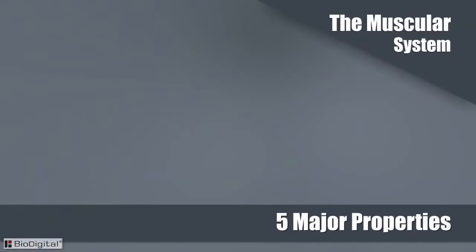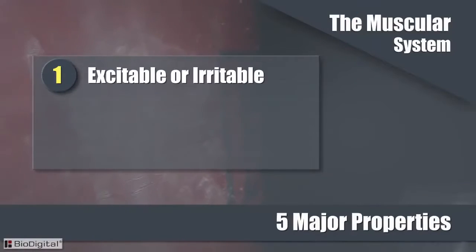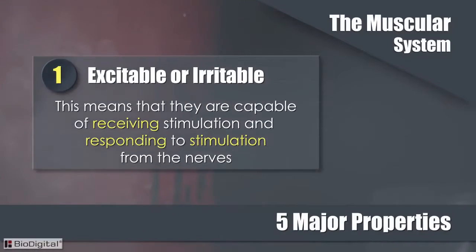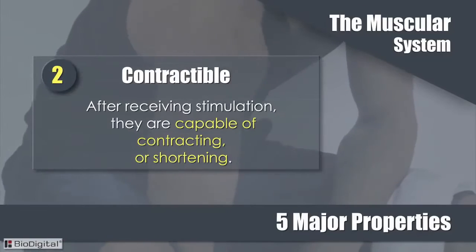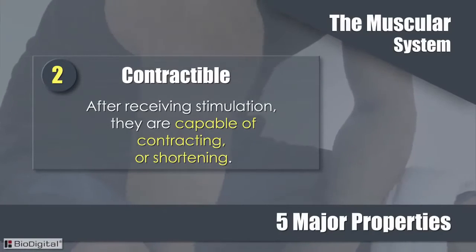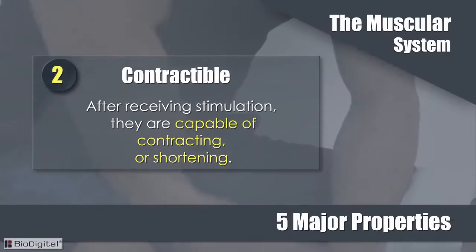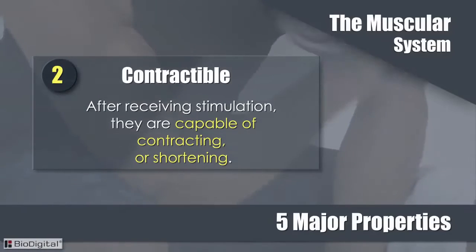There are 5 major properties of the muscular system. Number 1, muscles are excitable or irritable. This means that they are capable of receiving stimulation and responding to stimulation from the nerves. 2, they are contractible. After receiving stimulation, they are capable of contracting or shortening.